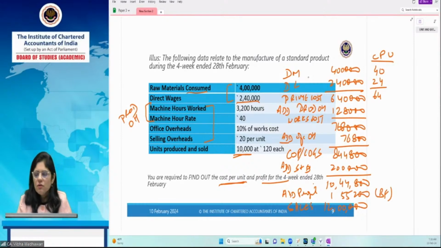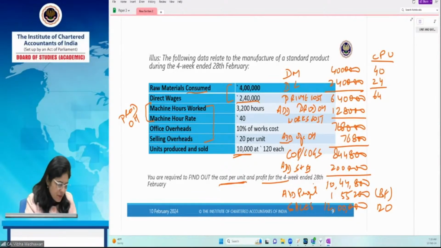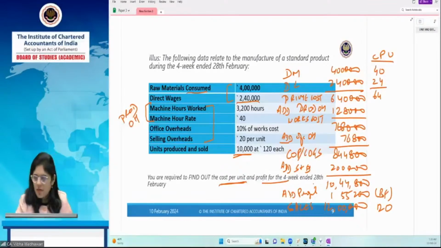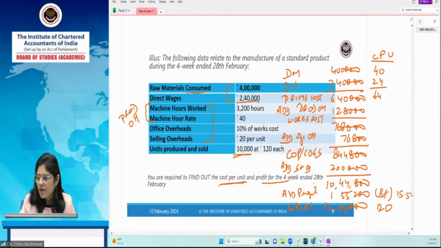Yes. So you just continue calculating the cost per unit as well. So calculate cost per unit also side by side. So sales is 120 per unit. So how much will be profit? 155,200 divided by 10,000. 15.52 is the profit per unit.